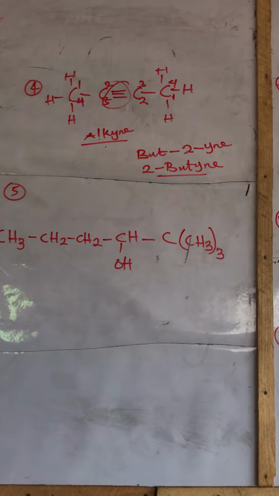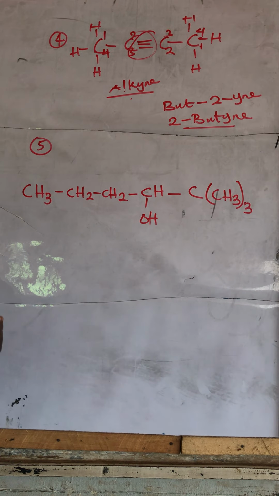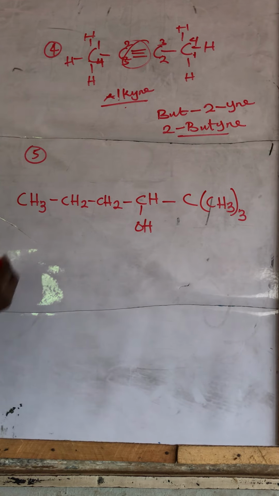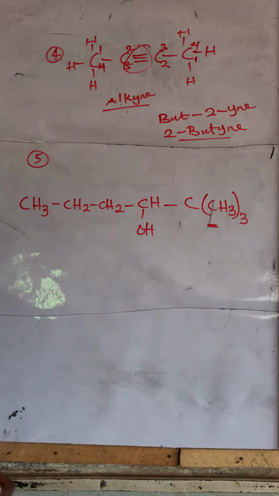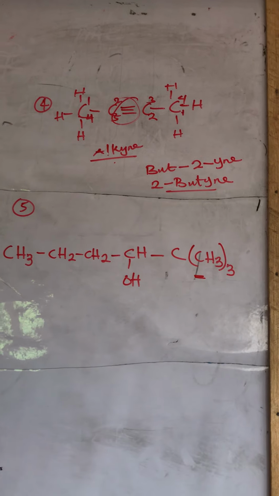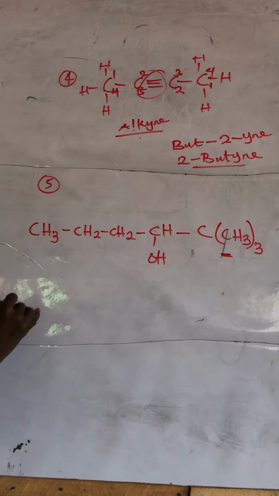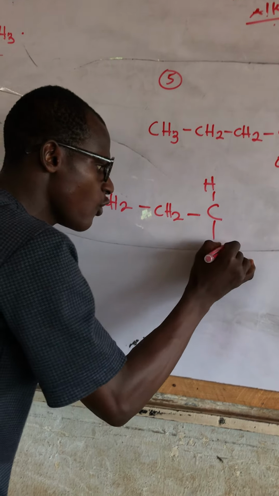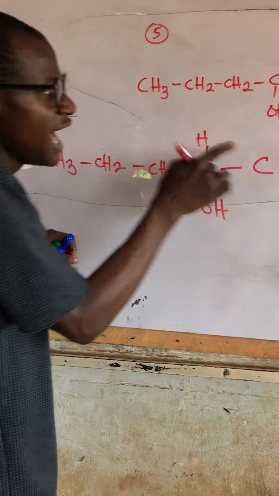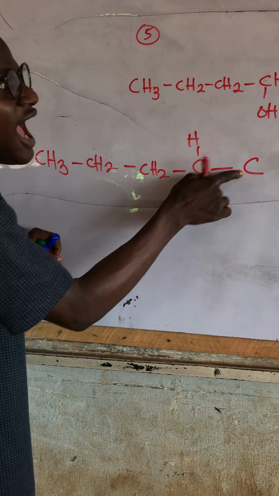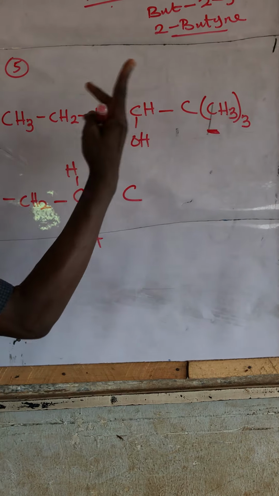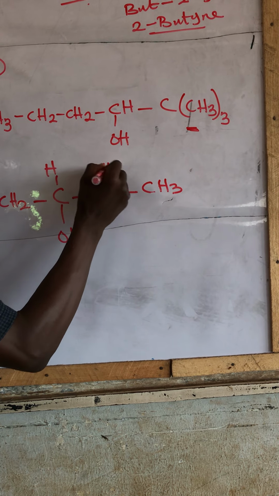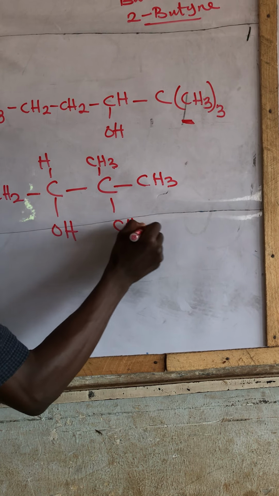Now we come to question number 5. These are the type of questions the UTME is going to want to trick your brain with. How do we do this? We have CH3, CH2, CH2, CH, OH, and then a C. Now look, this carbon is bonded to this C, and this C is bonded to 3 CH3. This is one, this is two, and the last one makes 3.